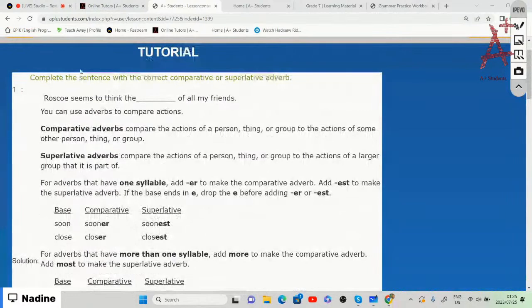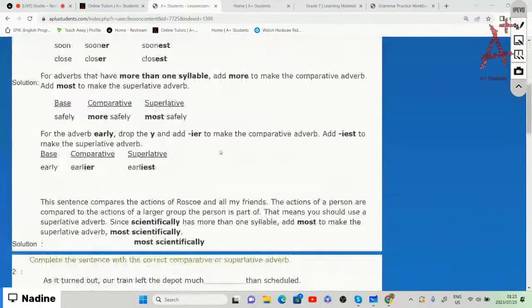It says we need to complete the sentence with the correct comparative or superlative adverb. Roscoe seems to think the blank of all of my friends. We need to use a comparative to compare action, right? The sentence compares the actions of Roscoe and all my friends. If it says all my friends, then it's going to be superlative. Because remember, comparative is where we're only comparing one person to another person, or one thing to another thing, or one place to another place.